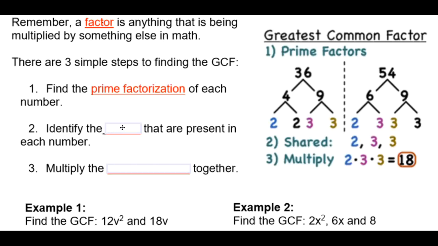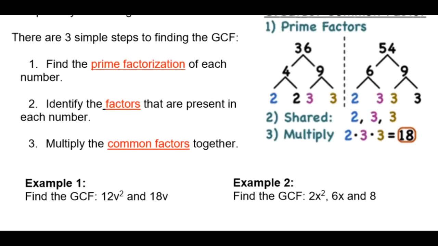Then the second step is you're going to identify the factors that are present in each number. So that are present in both of them is what we mean by that. What are the shared factors? So in this example, they both have a 2, they both have a 3, and they both have another 3. This one's got this 2 here, but there's not one to pair it up with over here. This one's got this extra 3, but there's nothing to pair it up with. So the only things that are shared are a 2, a 3, and a 3. And then the last thing you'll do is multiply the common factors together. So 2 times 3 times 3 is 18, so the GCF of this example would be 18.